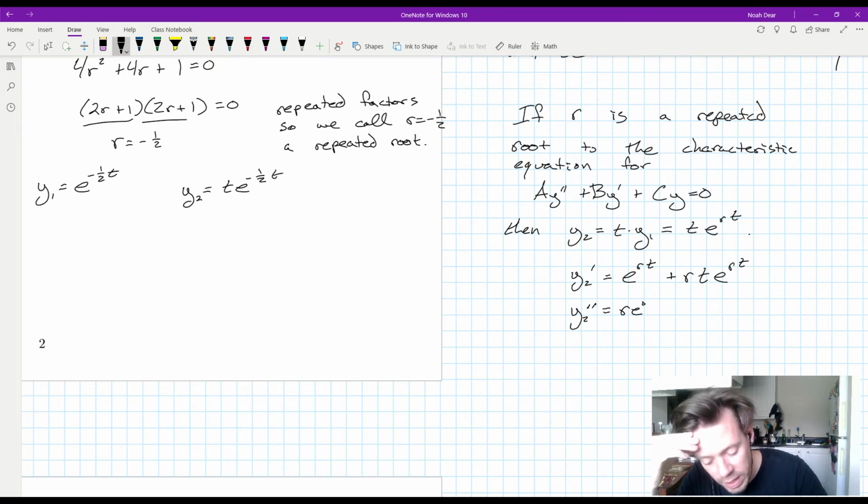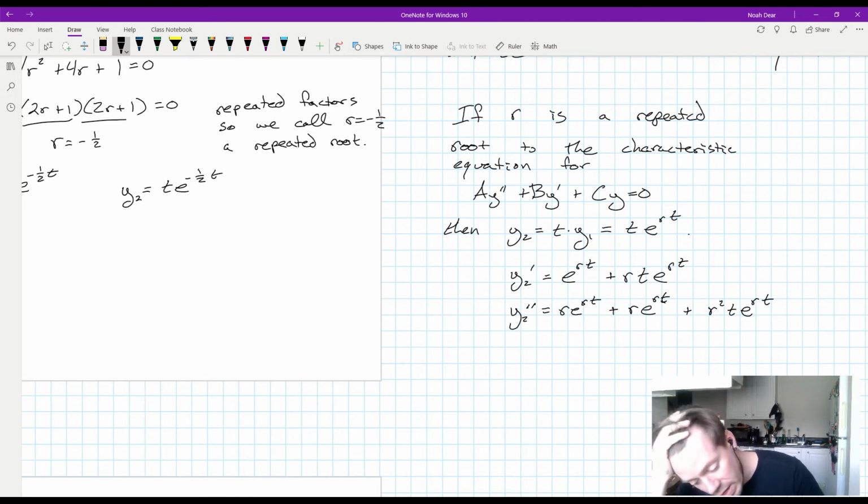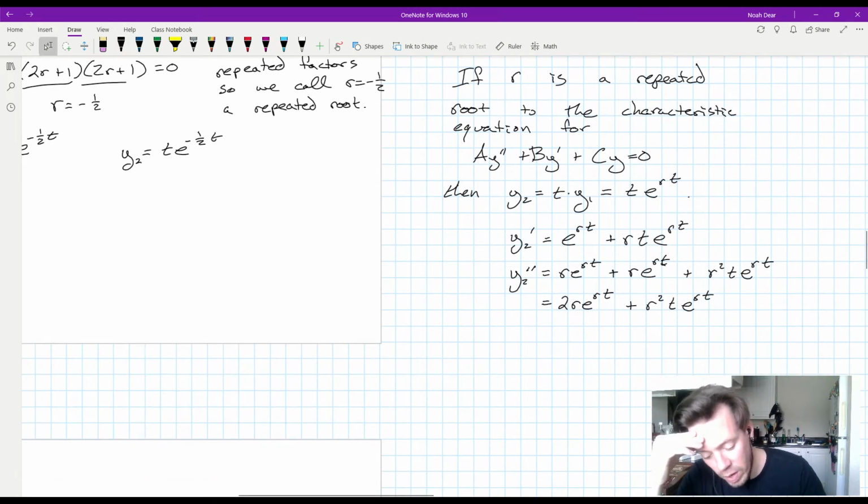equals r e to the rt plus the derivative of the first here is going to be r times the second, e to the rt, plus the first times the derivative of the second is going to be r squared t e to the rt. And then I'll combine these so that this is 2r e to the rt plus r squared t e to the rt. Let's take a look what happens when we plug these into that differential equation.